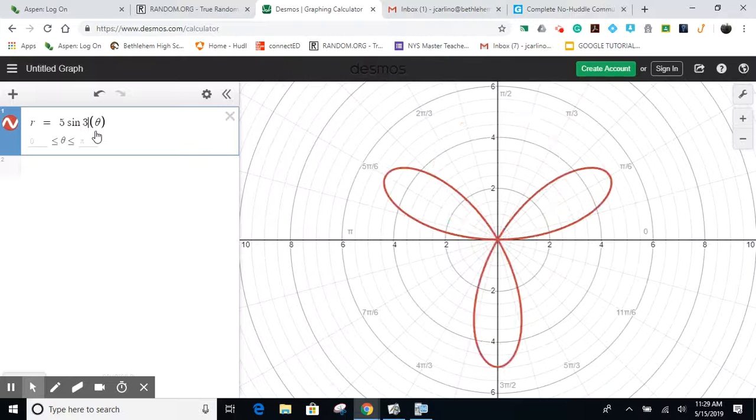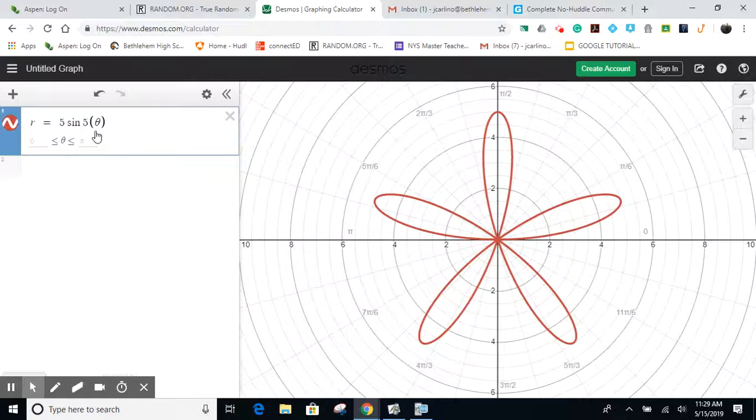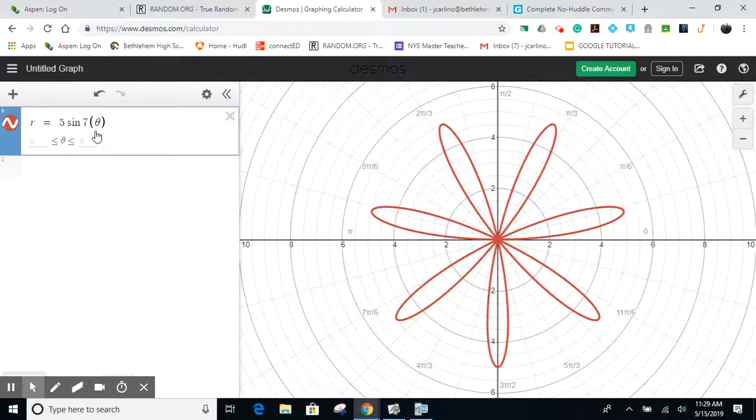Ready? Here you go. Here's 3. What do you got over there? Y-axis, right? Hold on. Where? Okay, ready? I change it to 5. I change it to 7. They keep alternating every odd number. You found the pattern. Shouldn't you be happy with yourself?